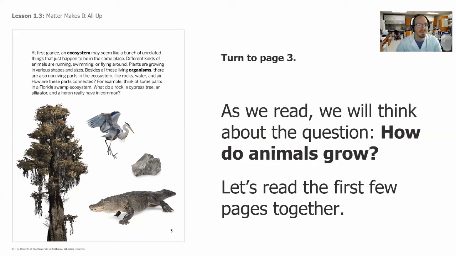So starting up at the top here on page 3, at first glance, an ecosystem may seem like a bunch of unrelated things that just happen to be in the same place. Different kinds of animals are running, swimming, and flying around. Plants are growing in various shapes and sizes. Besides all these living organisms, there are also non-living parts in the ecosystem, like rocks, water, and air. How are these parts connected? For example, think of some parts in a Florida swamp ecosystem. What do a rock, a cypress tree, an alligator, and a heron really have in common?